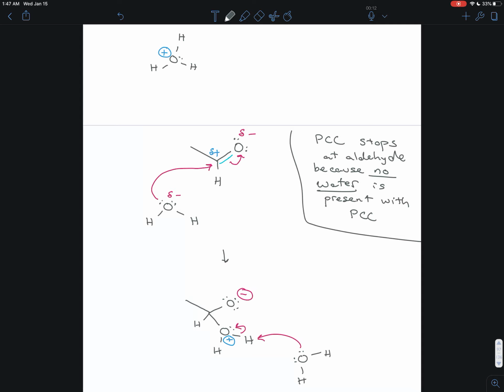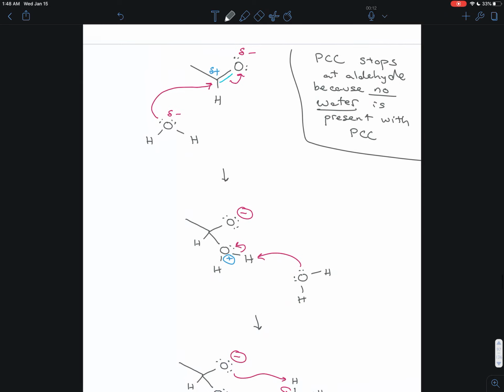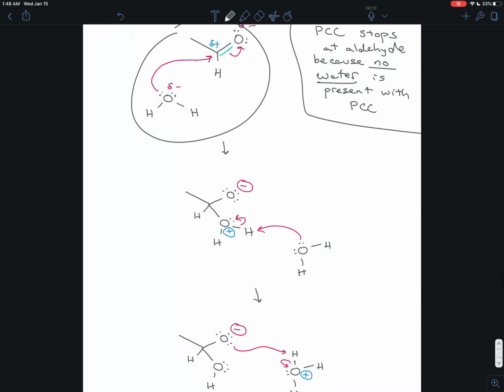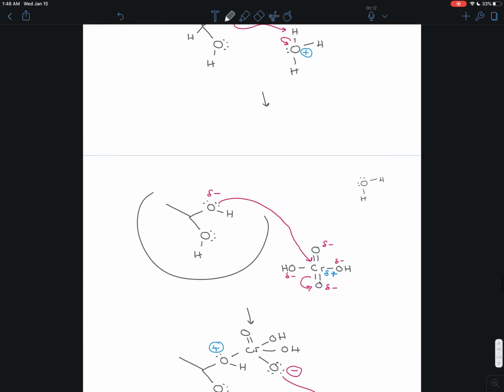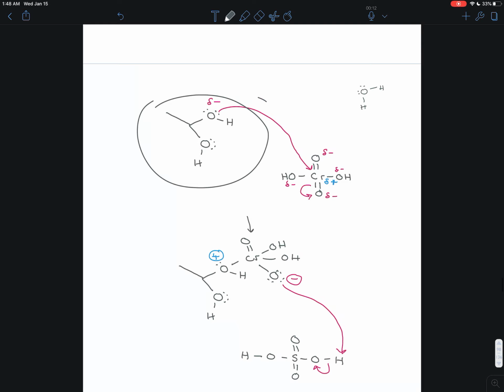And the last big conceptual thing you should understand is why PCC does not oxidize aldehydes. It's because there's no water in that solution that makes up PCC, and so the water doesn't attack the aldehyde to form the hydrate, and if you never form the hydrate, then the oxygen can't attack chromium to get a good leaving group on it and do another elimination to form another pi bond.